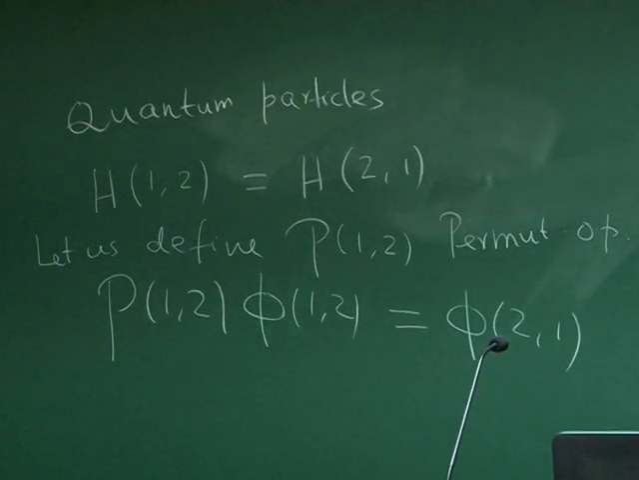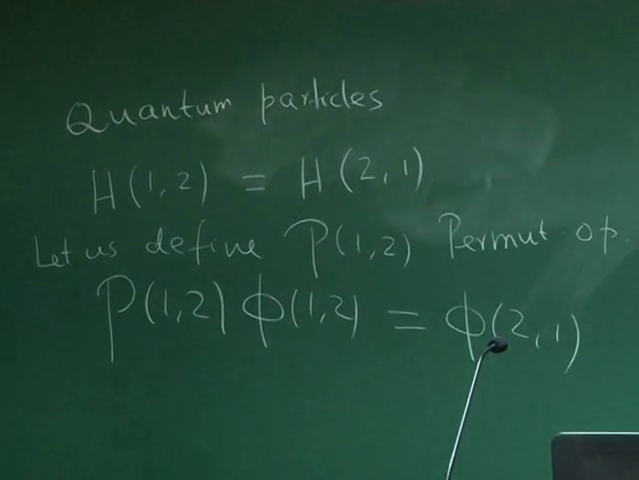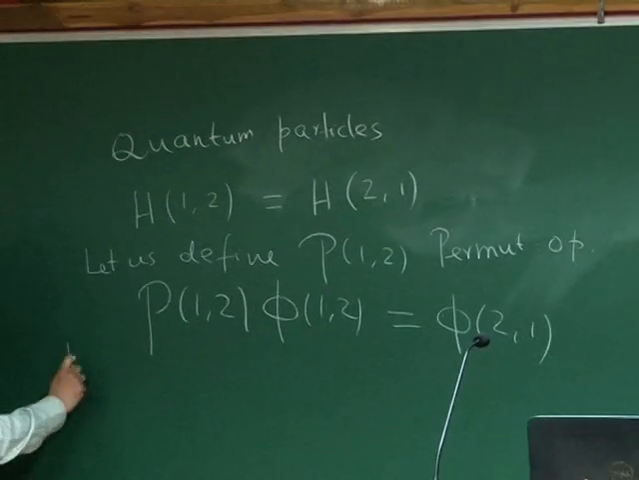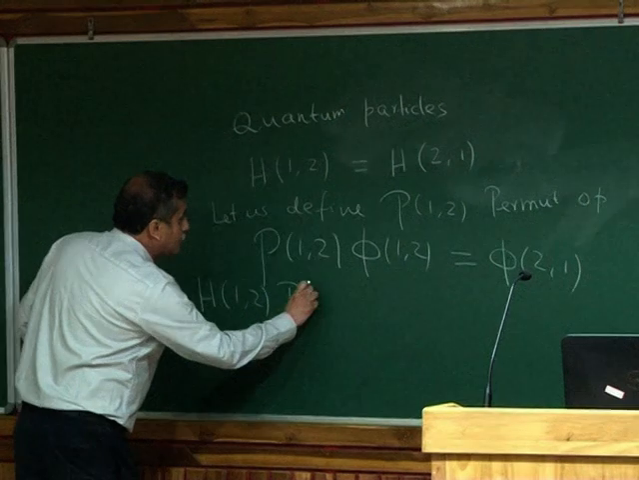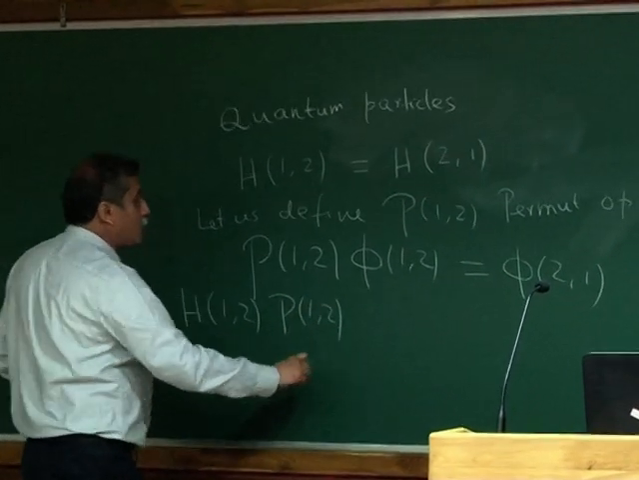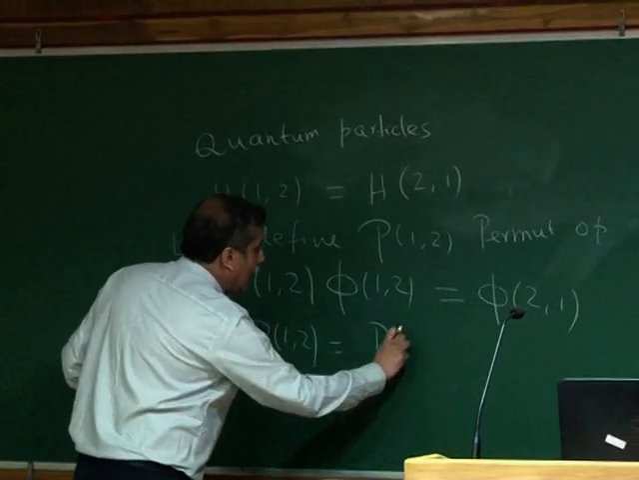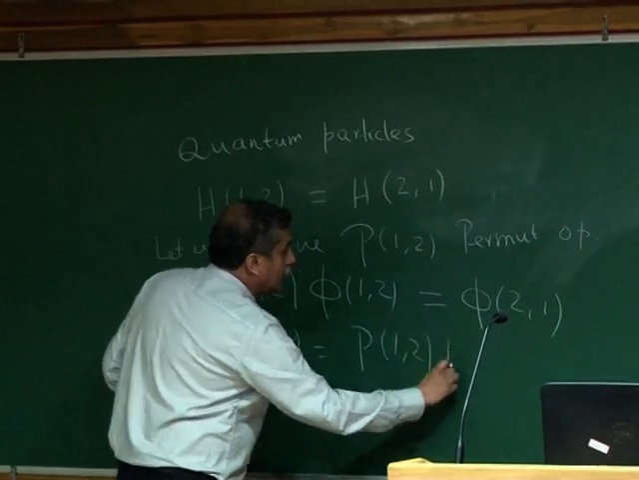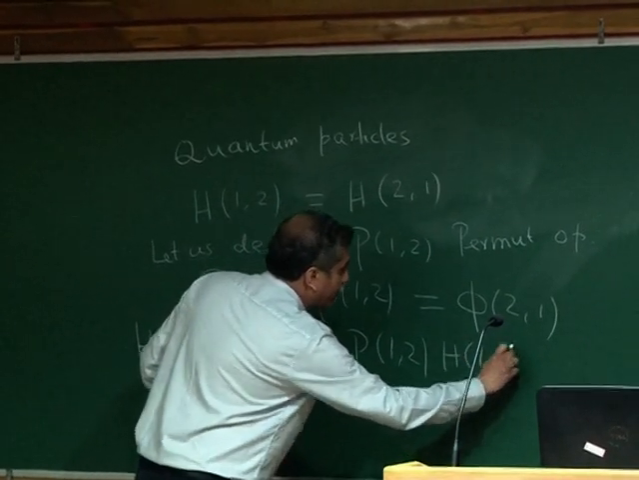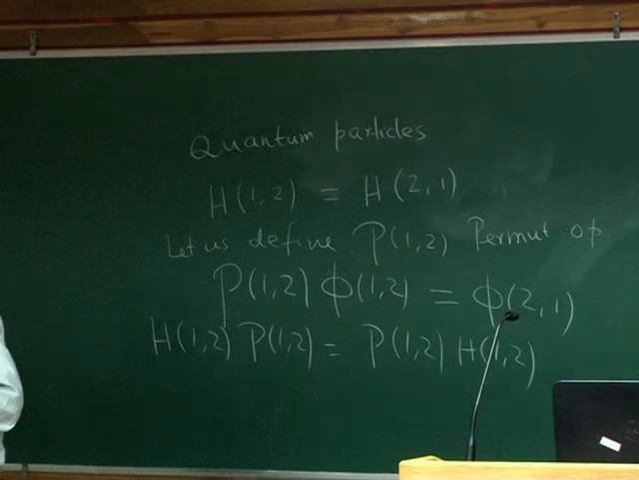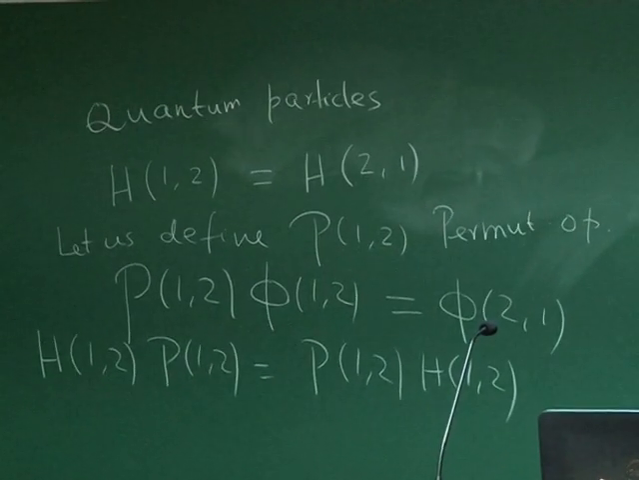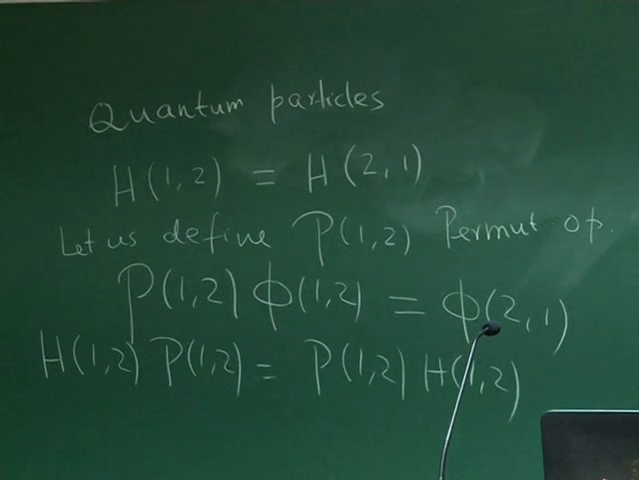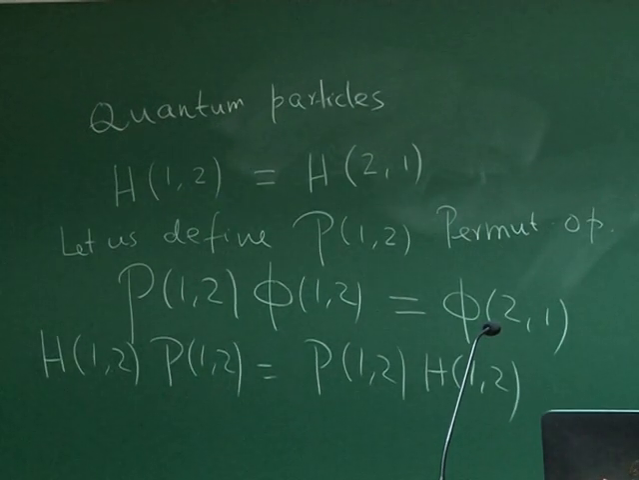That's the definition. Now I claim that my quantum Hamiltonian, H of 1, 2, and this permutation operator P of 1, 2, if I multiply in this manner and the reverse manner, they are identical. So I'm going to prove this. It's a very simple proof. Essentially I'm saying that the Hamiltonian commutes with the permutation operator, my quantum Hamiltonian. So how do I go?